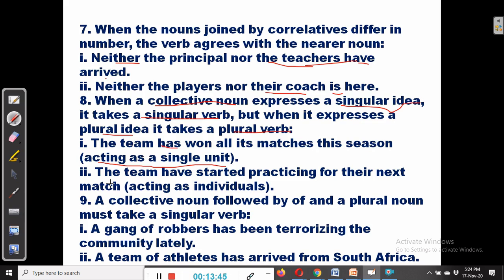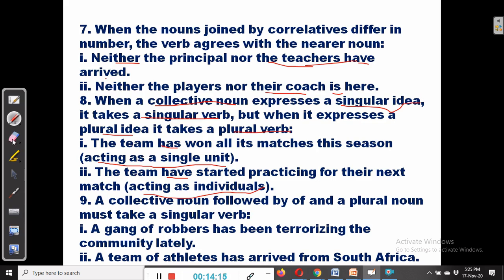But let's look at the second one. The team have started practicing for their next match. Here, they are acting as individuals, which is a plural idea, and so it takes a plural verb. So you can look at the use of the collective noun as something that can either go with a singular verb or go with a plural verb.